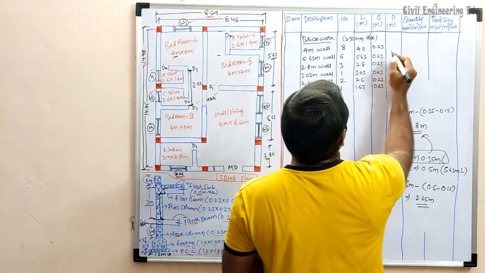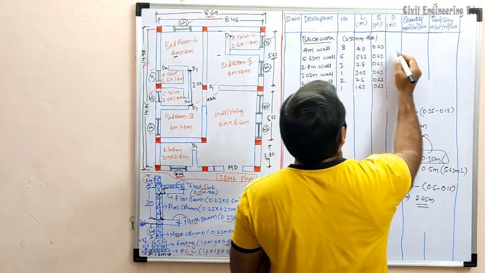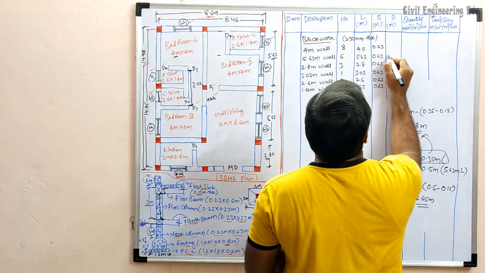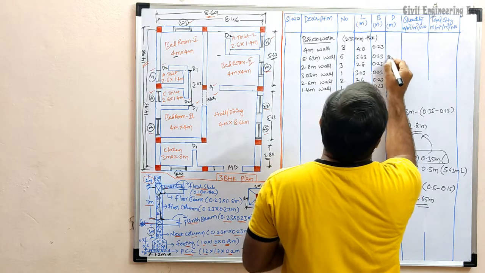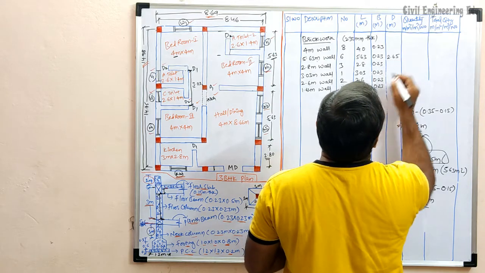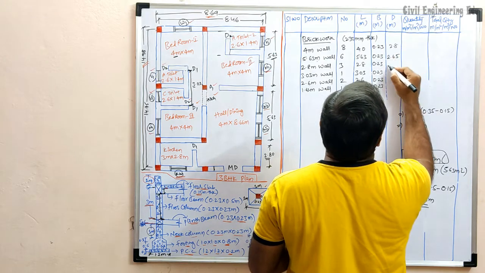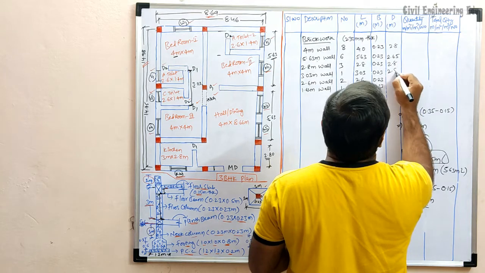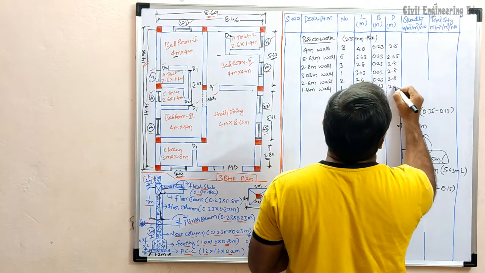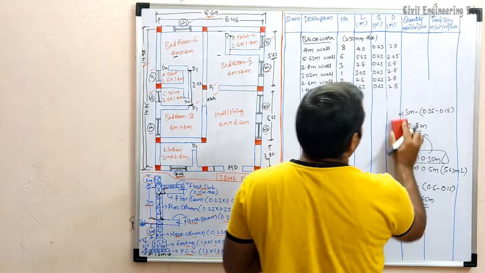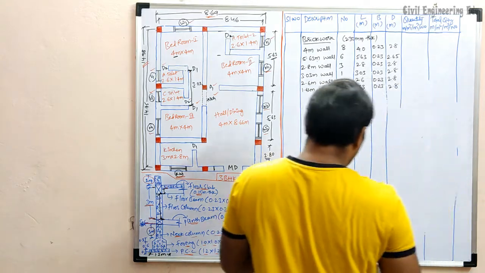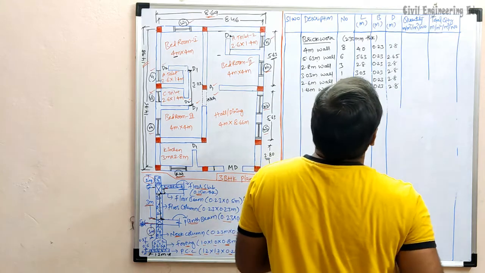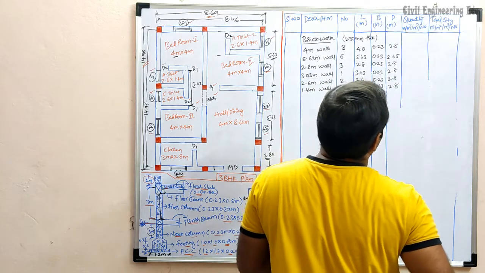So simple, for this beam 5.63 meter length, I have taken 2.65 meter and remaining all 2.8. So this is how we will calculate. So let us see the total quantity.